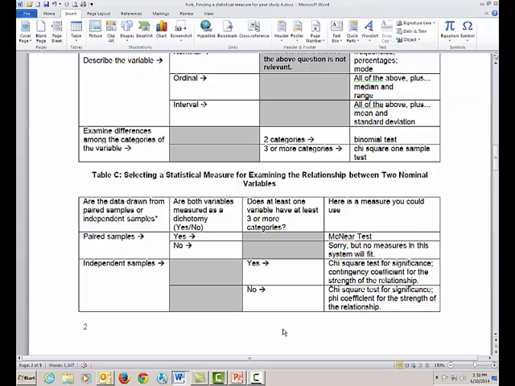If the answer is no, you would use chi-square test for significance, same test, but you would use a different statistic for examining the strength of the relationship. In this case, it would be the phi coefficient.